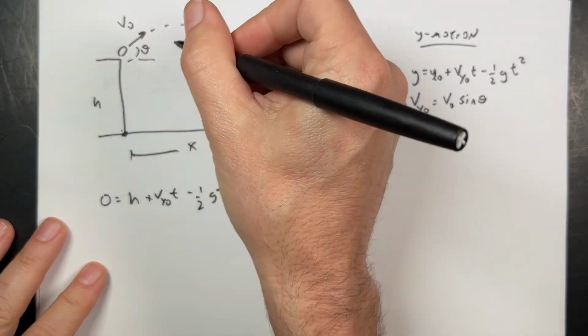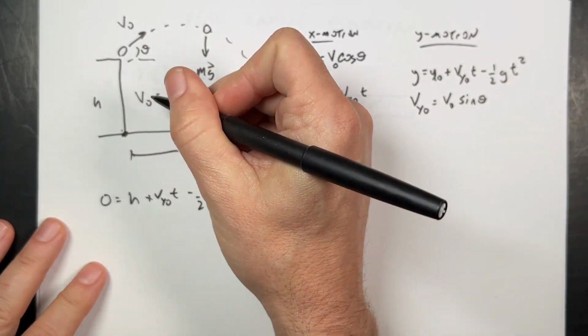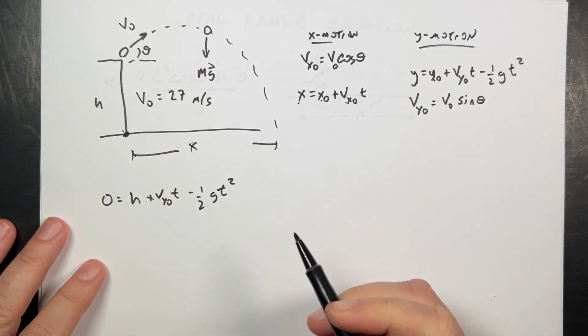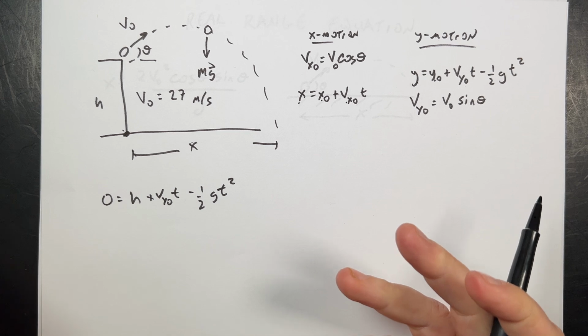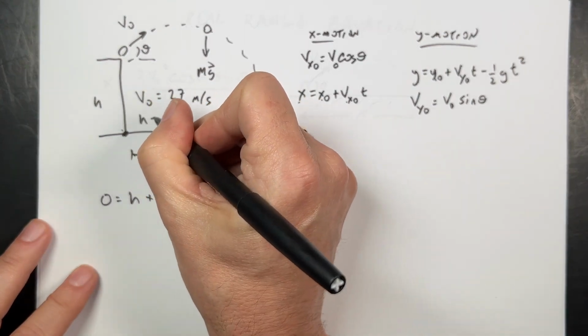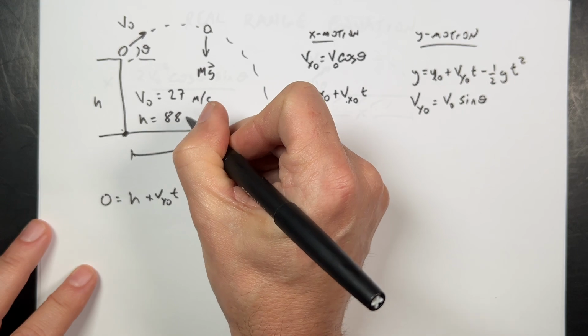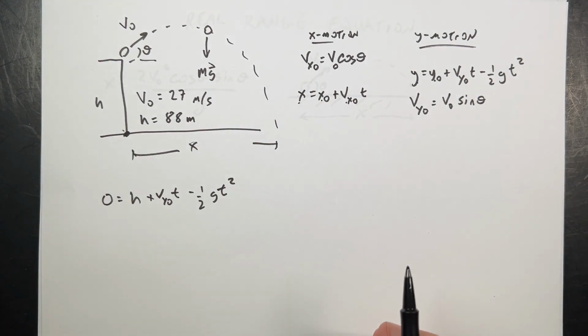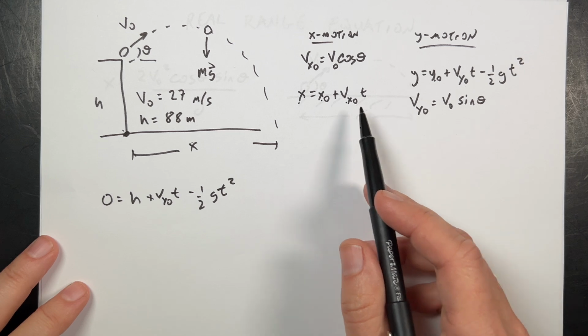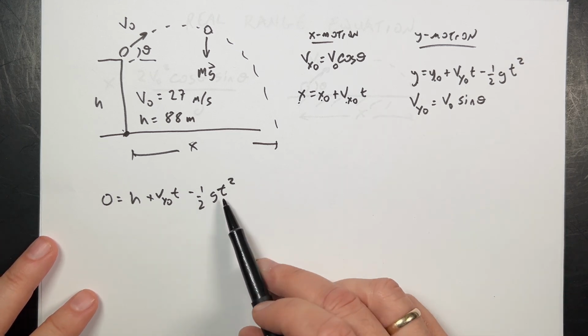Actually, I'm going to say v0 is, what did I get, 27 meters per second. I got that from looking up the approximately long distance speed for an NFL player, and then h was 88 meters. I measured that. And if you want all the details, I'll put a link to my blog post about this if you want to read it. So I know h, I know v0. I don't know theta though, because I haven't figured that out yet.